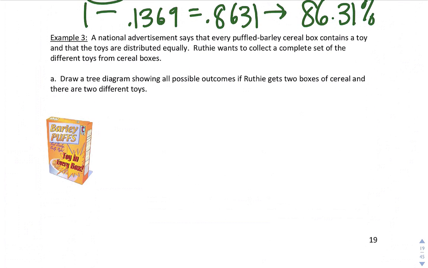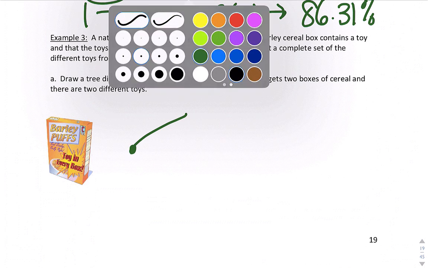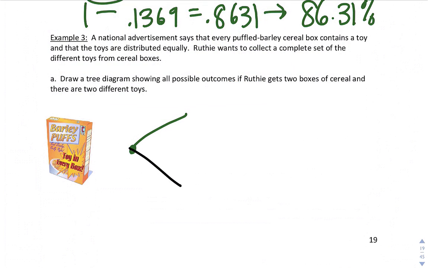Okay, example 3. A national advertisement says that a puffed barley cereal box contains a toy, and the toys are distributed equally. Ruthie wants to collect a complete set of the different toys from the cereal boxes. Draw a tree diagram showing all possible outcomes if Ruthie gets 2 boxes of cereal and there are 2 different toys. All right, so here's box 1. She could get this toy, or she could get this toy, toy 1, toy 2.